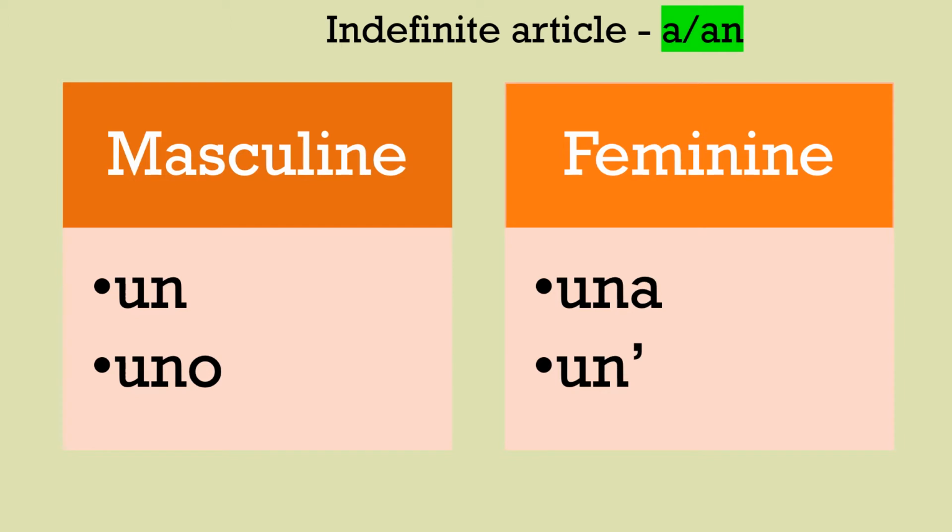So first we'll look at the indefinite article, which is in English a or an. The masculine version of the indefinite article is un or uno. And the feminine version is una or un'. And notice that un' has an apostrophe there, and it would be connected to the word. So all one word, un'. And then I'll give you a few examples here in a second.